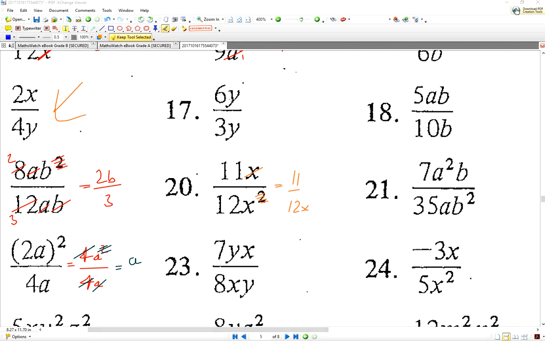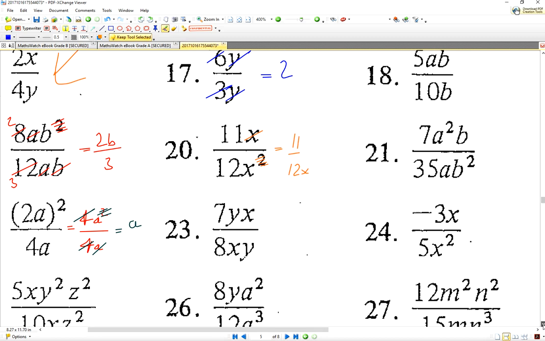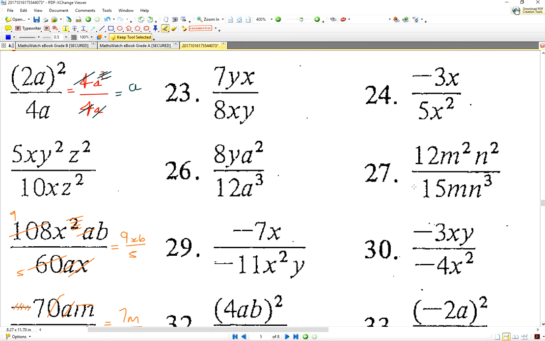So 6y over 3y, we can divide top and bottom by y. Divide the bottom by 3 and the top by 3, leaving us an answer of 2 only. Okay, let's move down. Okay, this one here, now that we can divide the top by x and the bottom by x, the top by y and the bottom by y, leaving us with a simple 7 over 8.